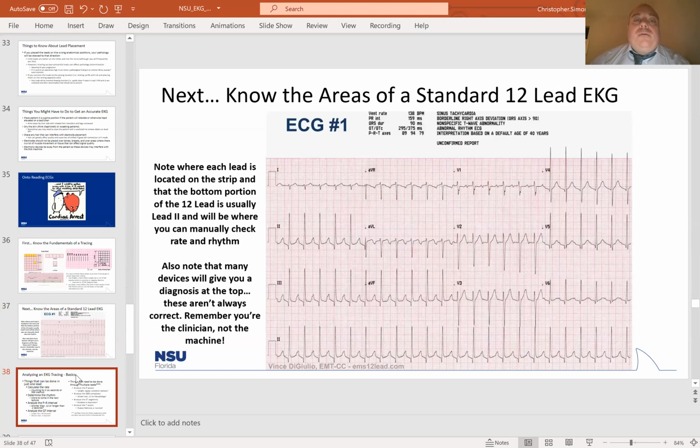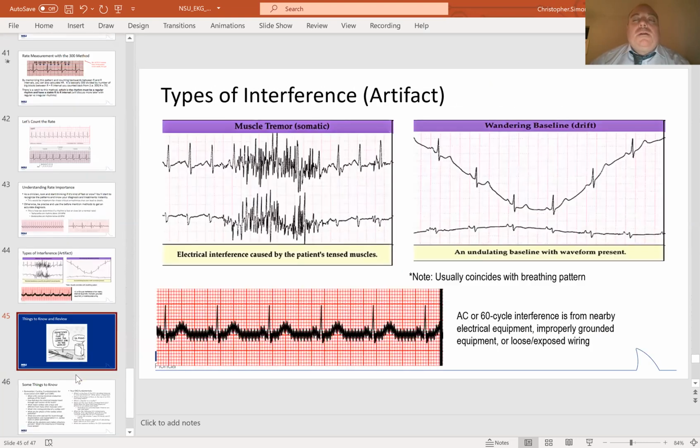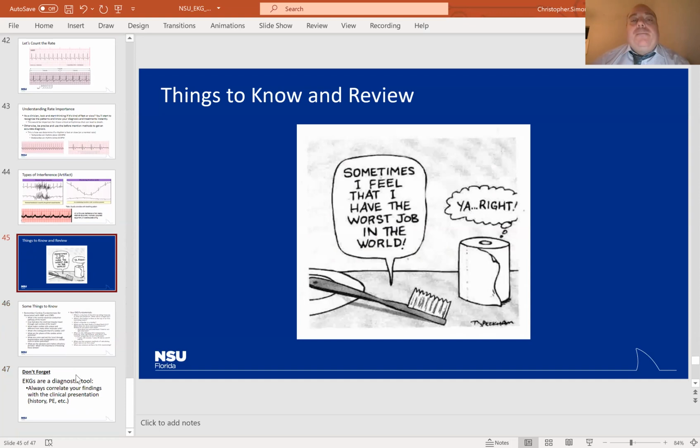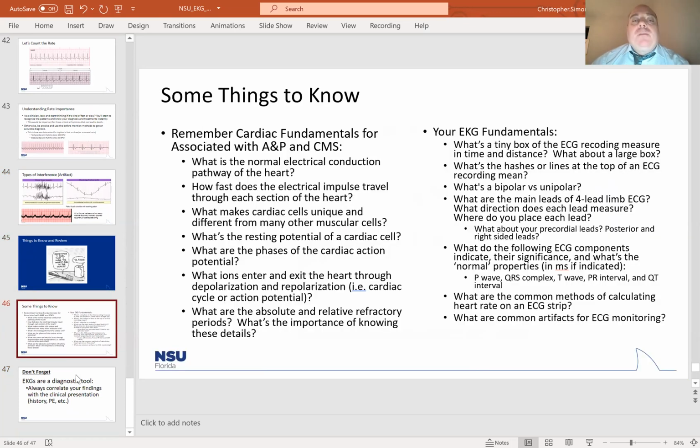And I think that pretty much probably sums everything up for the most part. Okay, so let's just do a quick little rehash of everything here. I would suggest going through all these questions and making sure that you know these things and knowing the takeaways from today's lecture. What is the normal electrical conduction pathway of the heart?